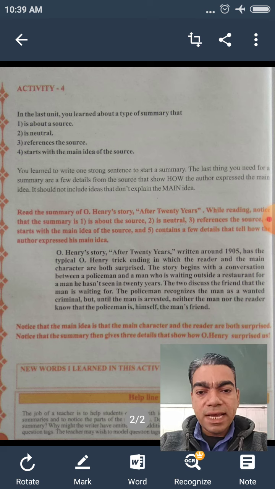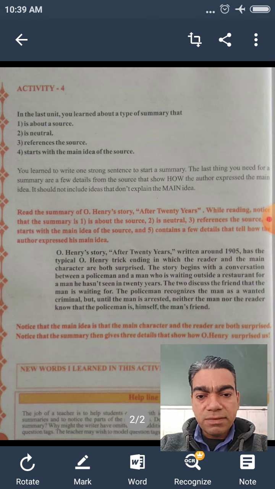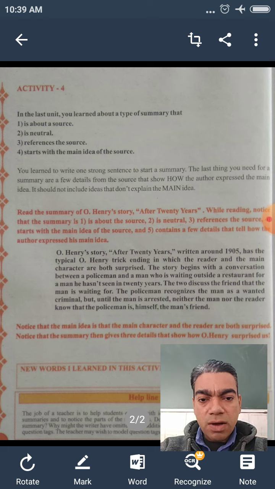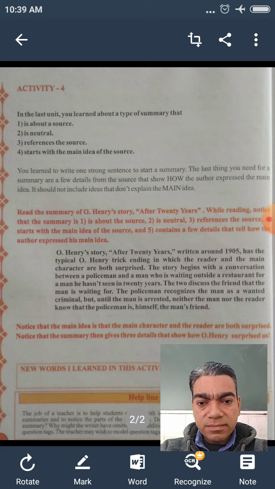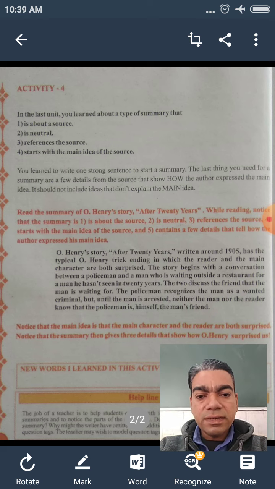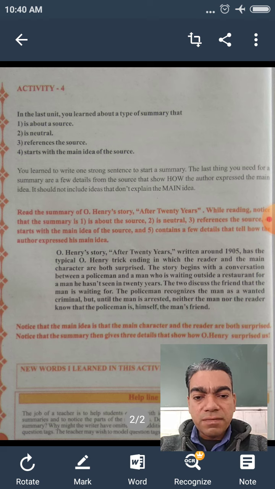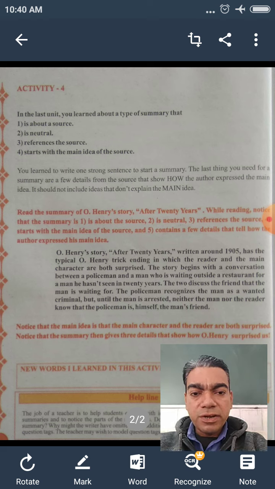Notice that the main idea is that the main character and the reader are both surprised. Notice that the summary gives three details that show how O. Henry surprised us. These are the three things which surprise us. I have given this in a PDF form that you can complete and write. New words I will give afterwards. But the remaining explanation I have given, and you can complete it in your fair notebook.